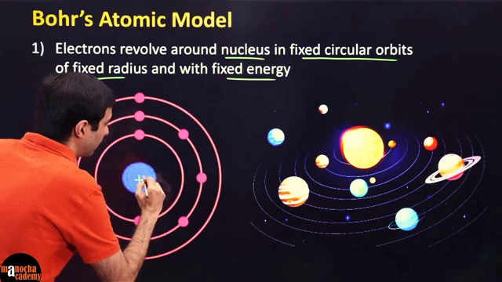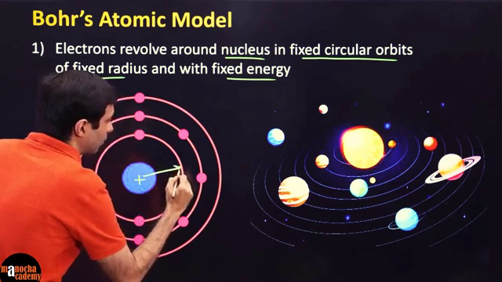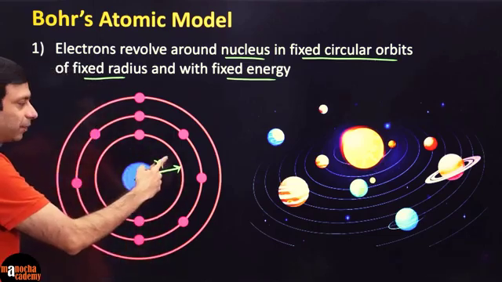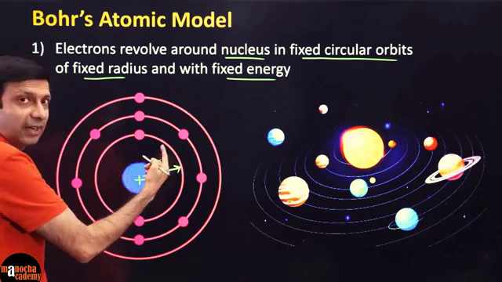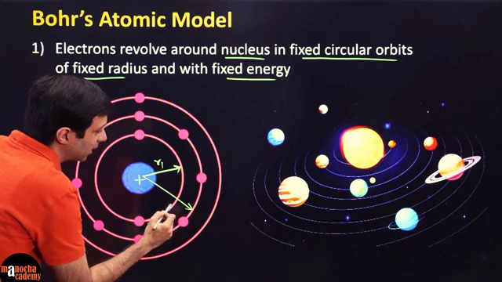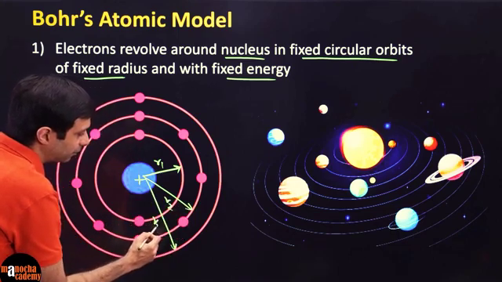That means this radius, we can call it R1, is fixed. So the electron must be here, right? If it wants to go to a higher radius, it cannot go in the middle. It must go to the next radius, which is, let's say, at R2. Similarly, this one is at R3.